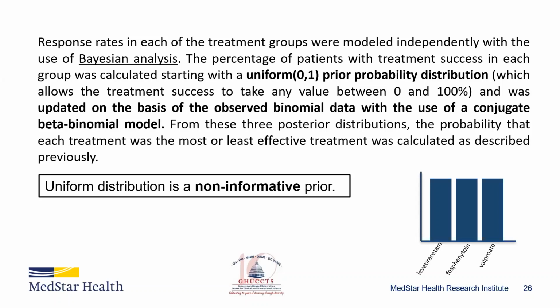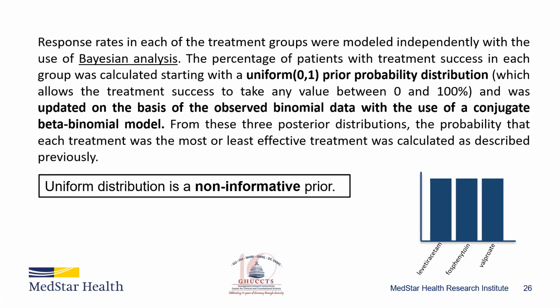the percentage of patients with treatment success in each group was calculated starting with a uniform prior probability, a uniform 0 to 1. That is, it can take on any value between 0 and 1. And so this is their prior probability distribution, or their prior assumption here. And then they're going to update this on the basis of the observed binomial data and use a beta binomial model or distribution. So this beta binomial distribution then is their posterior distribution.